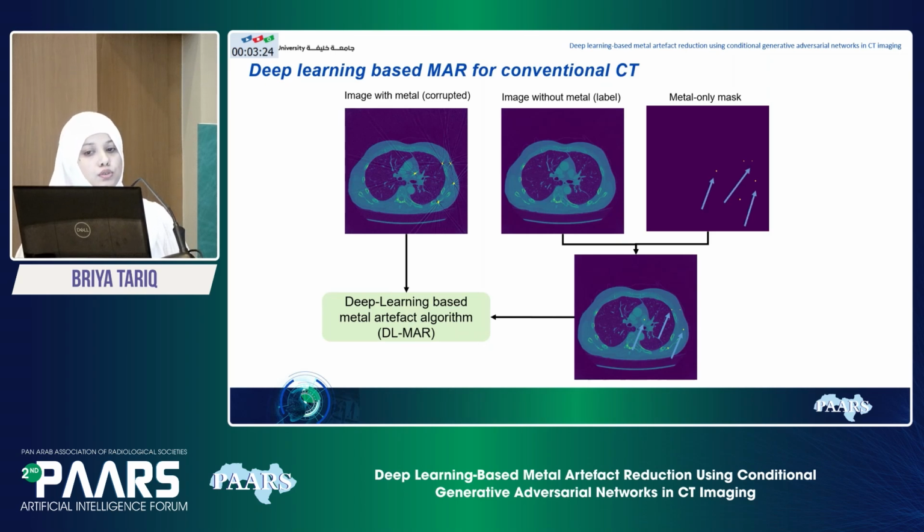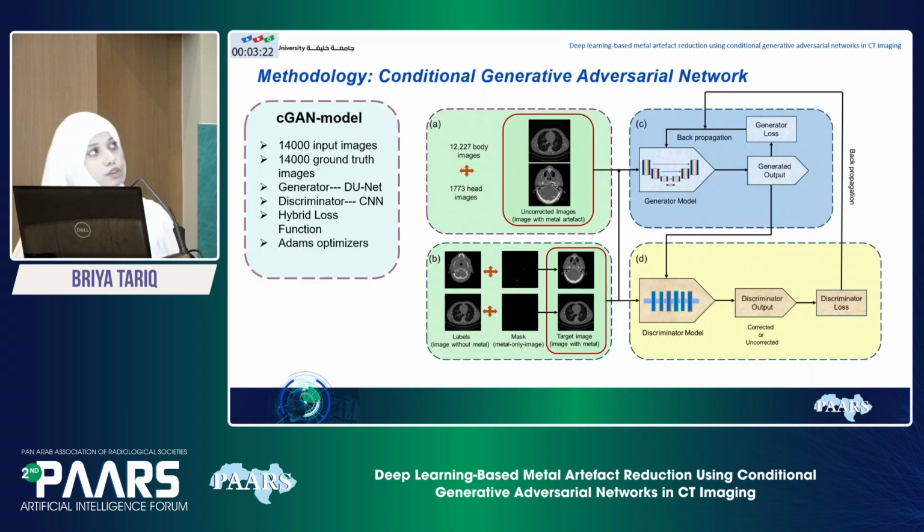If I go through the framework of our deep learning model, we use the CGAN model, which basically consists of 2 individual networks, the generator and the discriminator. The generator is trained on corrupted images and the target images to produce artifact-free images, and the purpose of the discriminator is to classify between the generator's output images and the target images, and compute the loss between them.